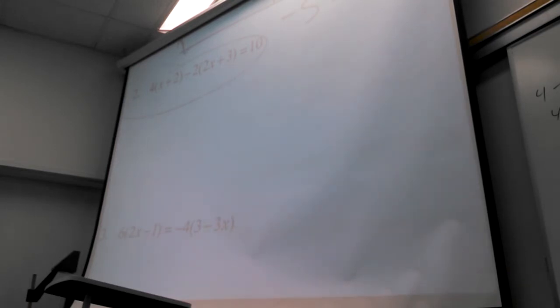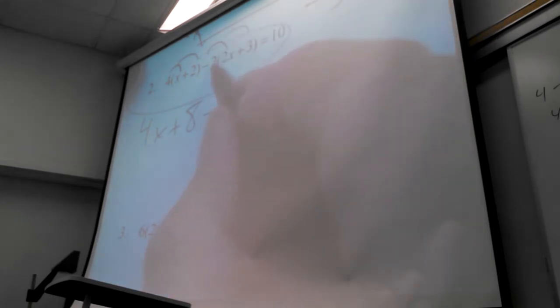All right, let's see what happens. Some of you guys got something. So, of course, what do you have to do first? So you get 4x plus 8. Minus 4. Minus 4x. Minus 6. Minus 6, good. Negative 2 times 3.